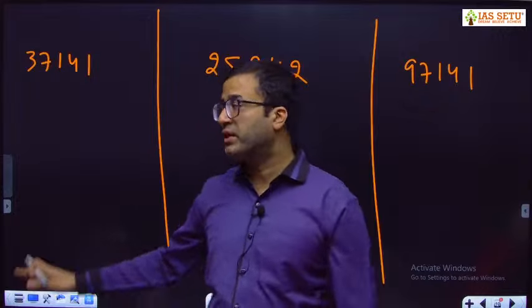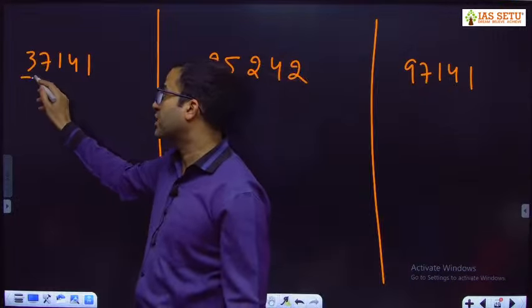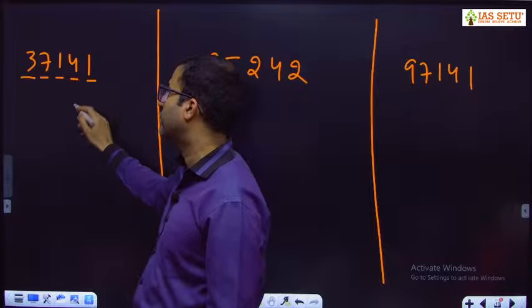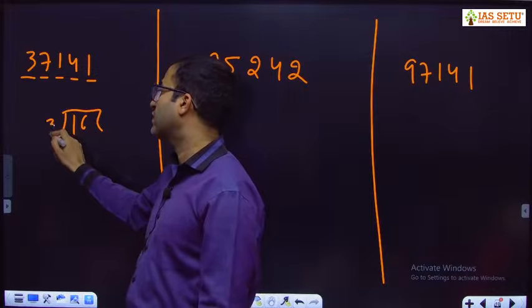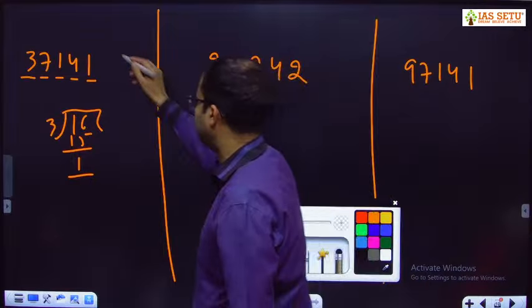Okay ji, first number, tell me, is it divisible by 3? No. Then what is your remainder? 3 plus 7, 10, 11, 15, 16. 16 divided by 3, your remainder is 1. So this entire number gives you remainder 1.